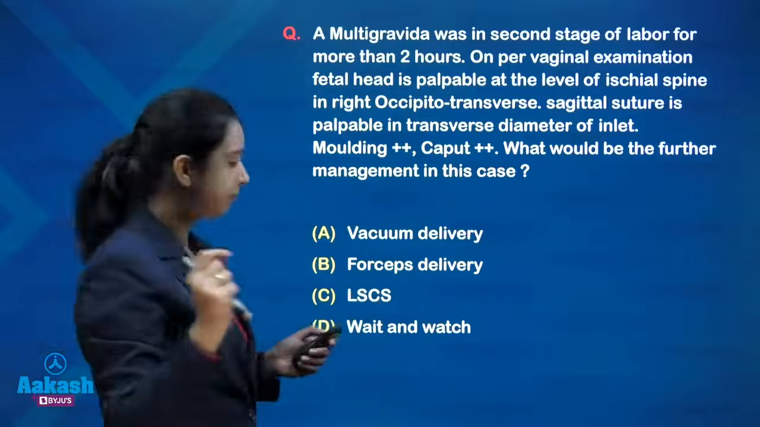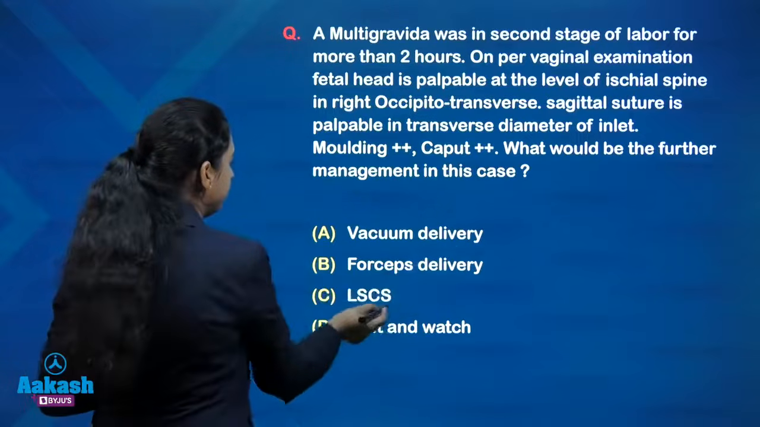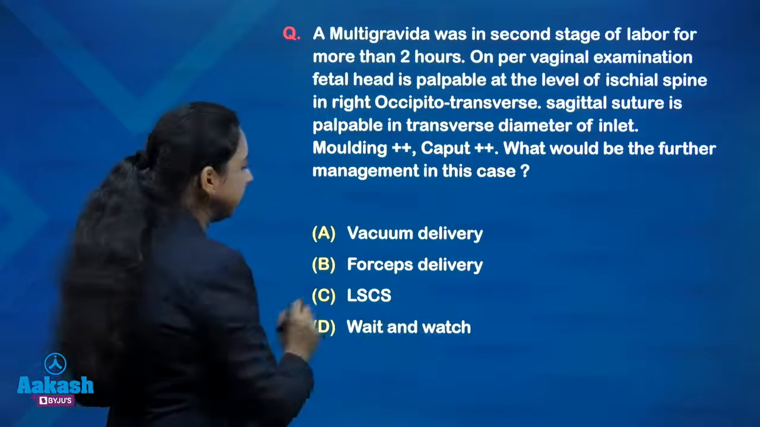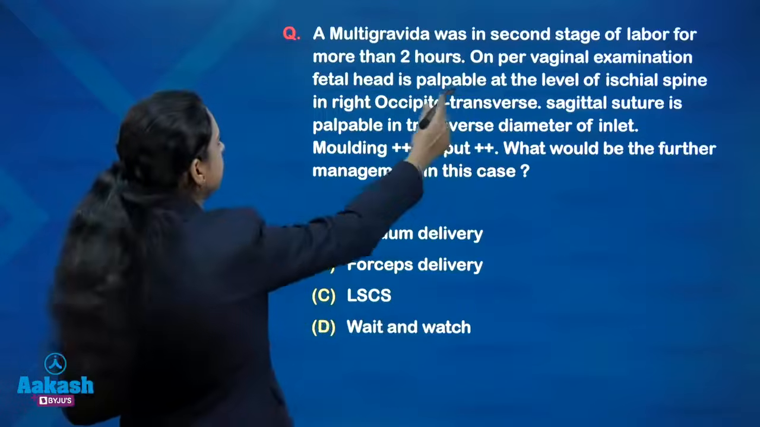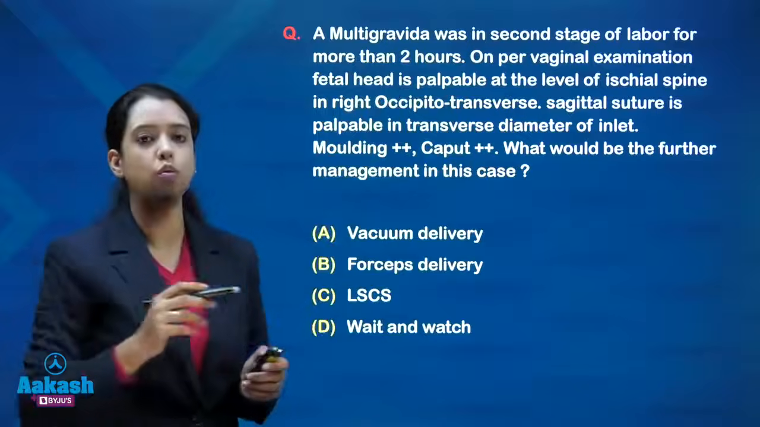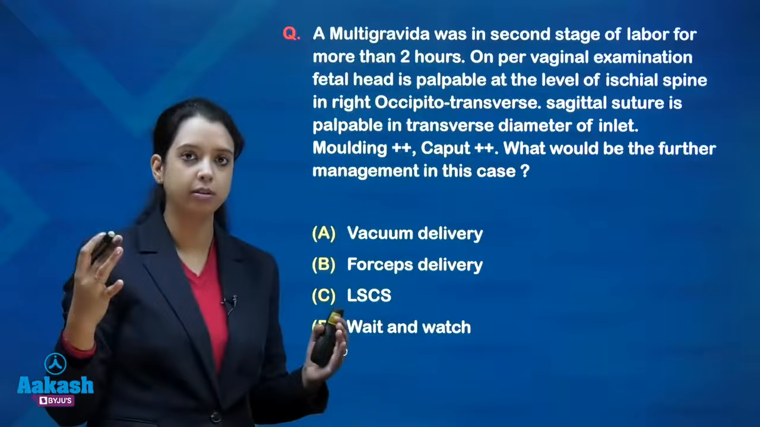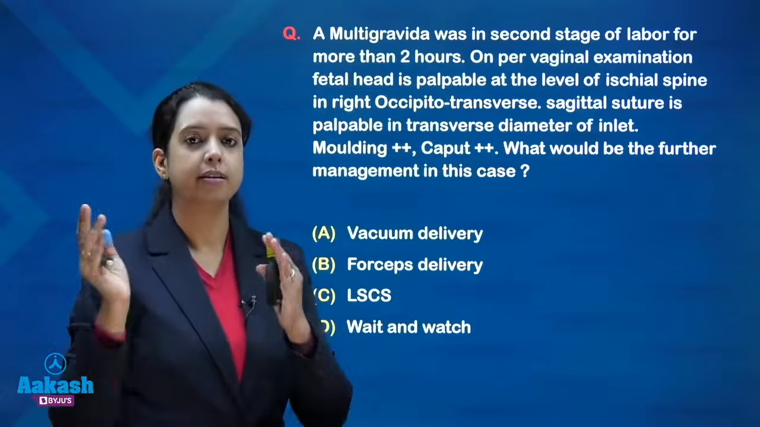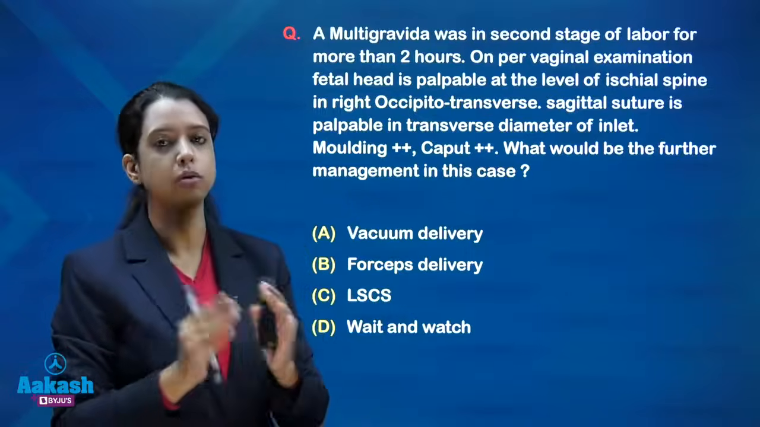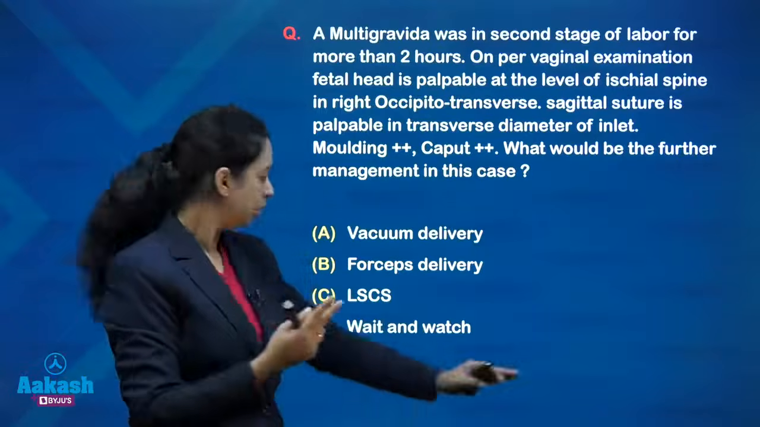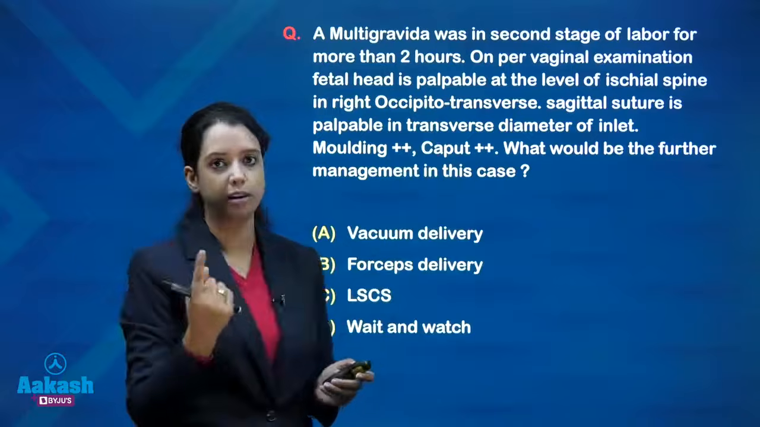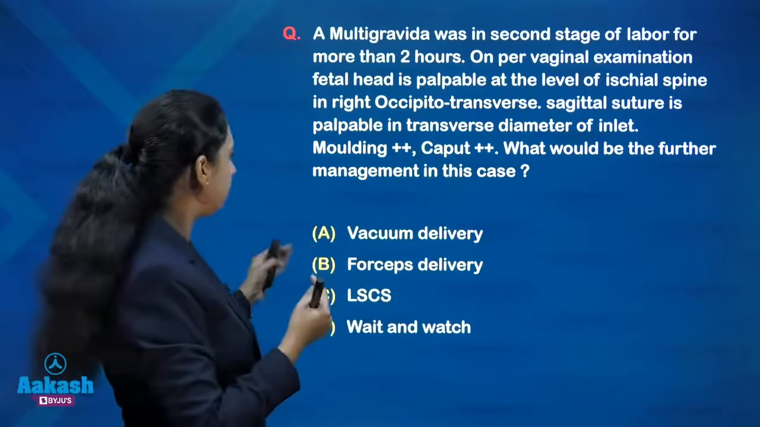So what will you do? Vacuum delivery, forceps delivery, LSCS, wait and watch. Let's see, wait and watch. Now she is in the second stage, multigravida, more than 2 hours. Now it is a prolonged second stage. What is the definition? Second stage more than 3 hours in primigravida and more than 2 hours in multigravida is prolonged. So it is a prolonged second stage, you will not wait and watch. What will you do? Vacuum, forceps or LSCS?